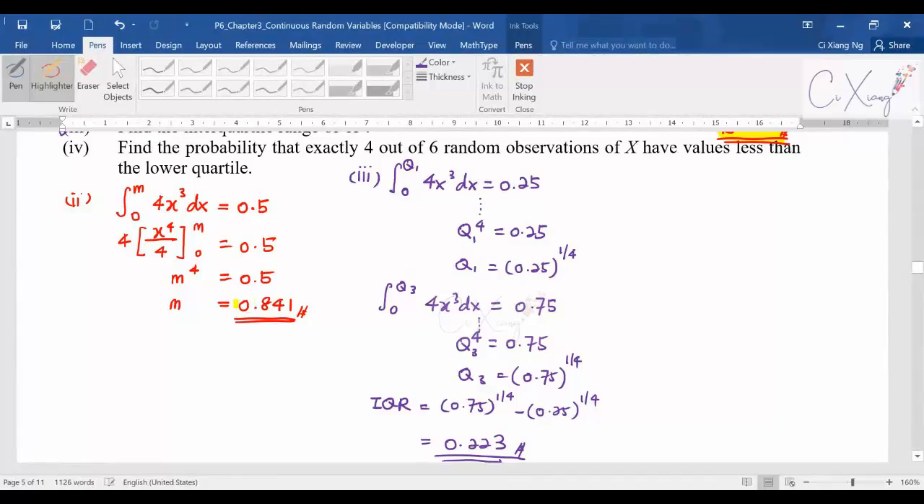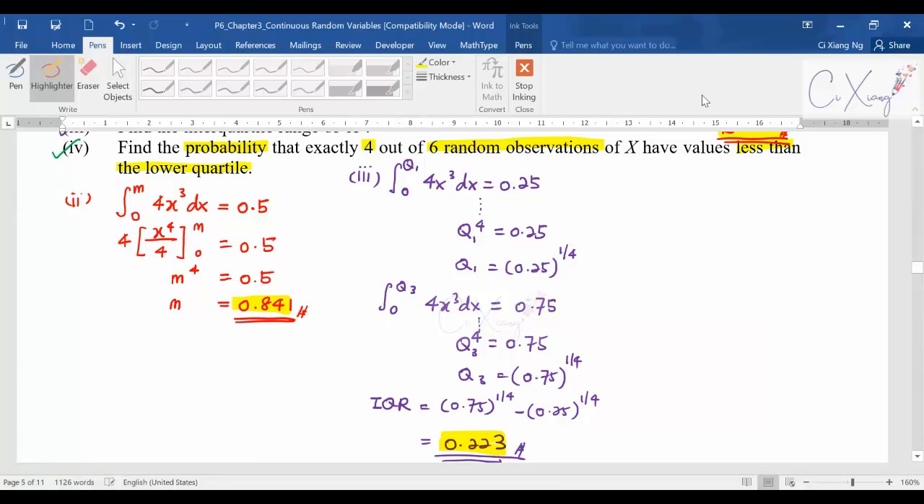Okay, so this is what I have for the median and also the interquartile range. Alright, I hope that you understand the concept here and know how to apply it. Okay, after that, continue to part number 4. Part number 4, they are talking about finding the probability that exactly 4 out of 6 random observations are less than the lower quartile.